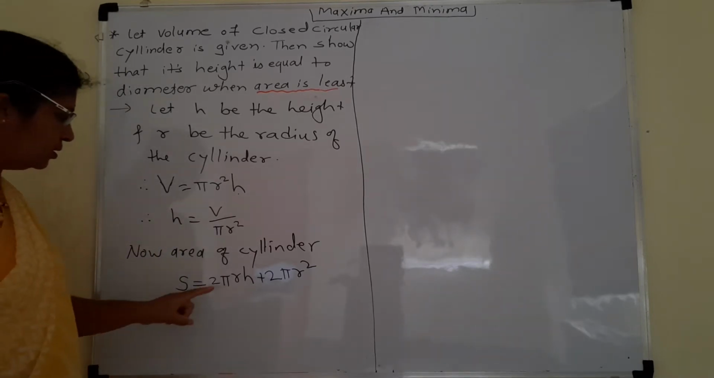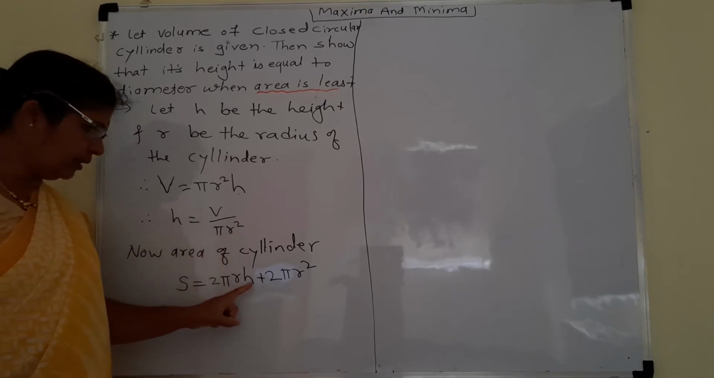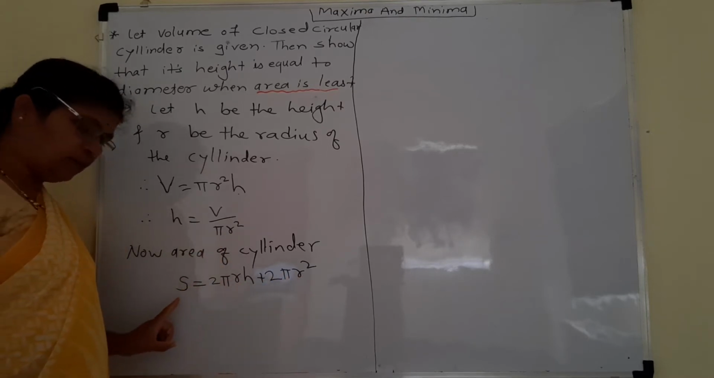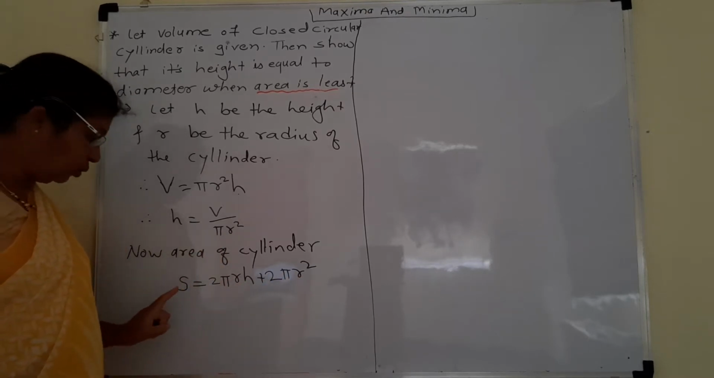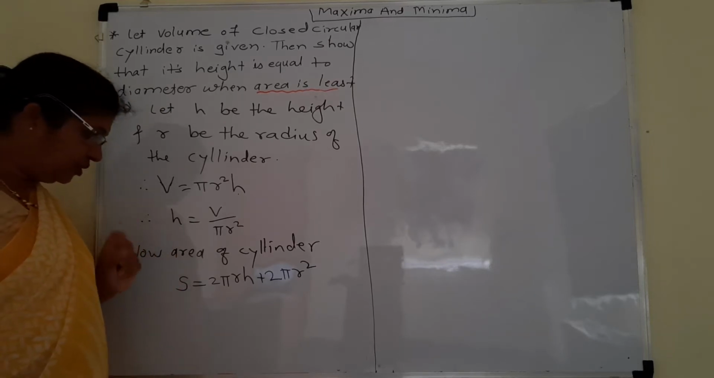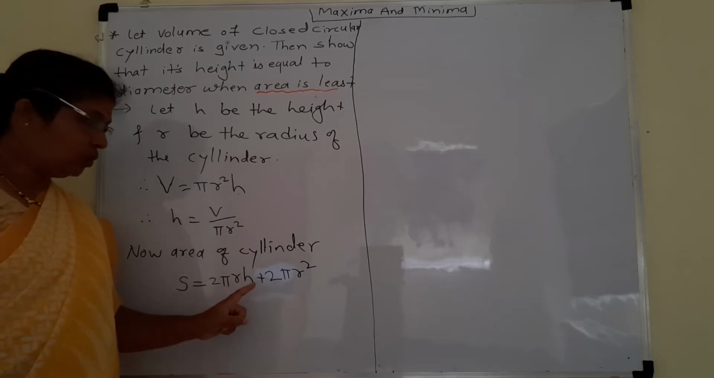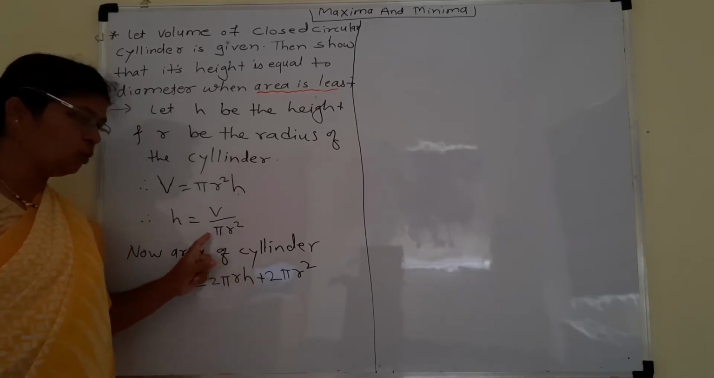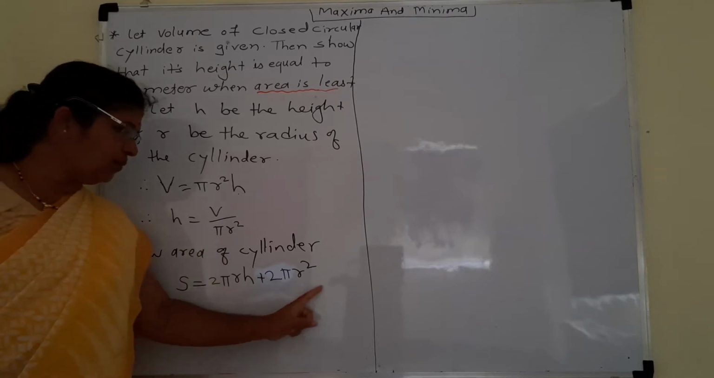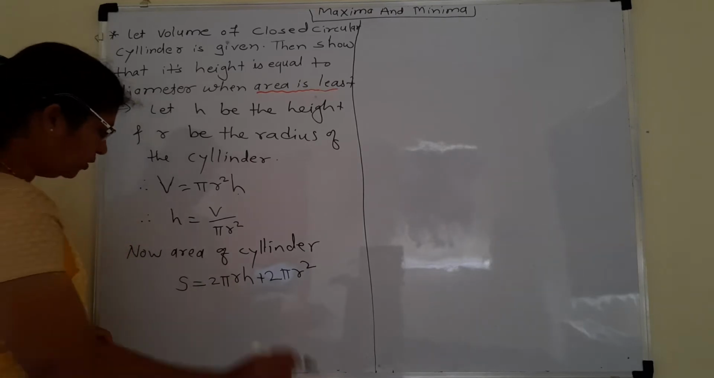Now I will consider this h in terms of r, because again there are two variables in my function. So whenever I have to differentiate this s, I will differentiate it with respect to either h or r. So I will convert this h into r, so that this total function will be a function of r only.